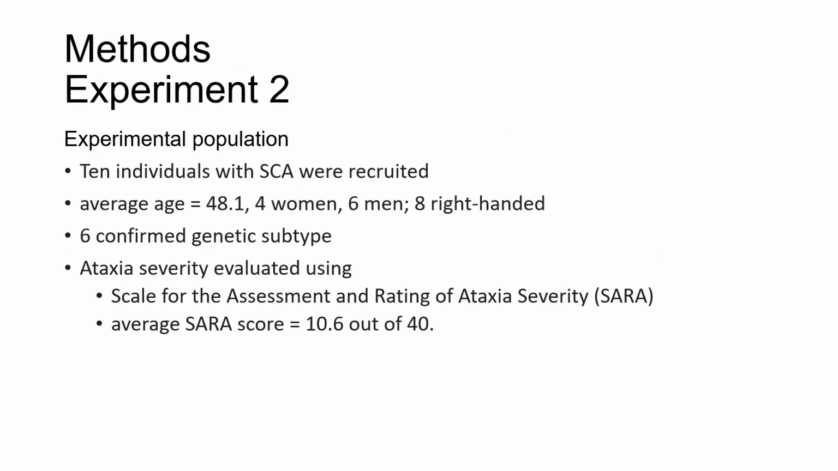And for experiment 2, we have very similar metrics. They tried to make the 2 populations as alike as possible. And we can see there's 10 individuals with SCA that were recruited, an average age of 48, 4 women, 6 men, 8 right-handed, 6 confirmed genetic subtype, ataxia severity evaluated using the scale for assessment and rating of ataxia severity. That difference in the ataxia evaluation was just a preference of the experimenters at the time, and the average SARA score was 10.6.